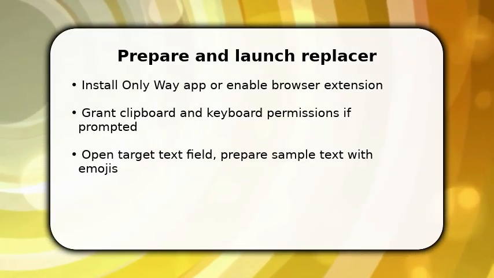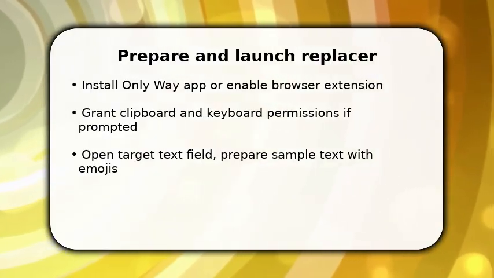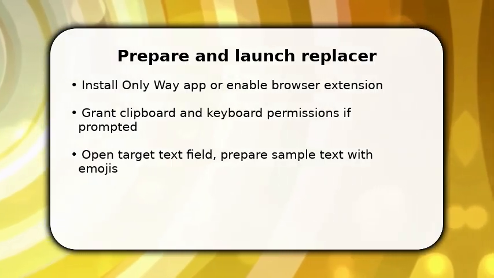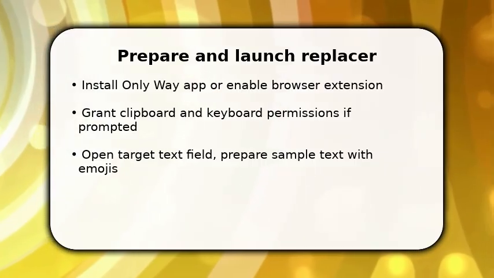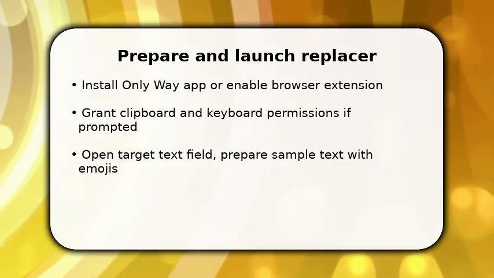You start by opening OnlyWay and granting the minimal permissions it needs. You'll need clipboard and keyboard access. Once done, paste or type a short sample that contains the emojis you want to swap. Make sure to choose a text field where replacements should appear and keep the app visible.